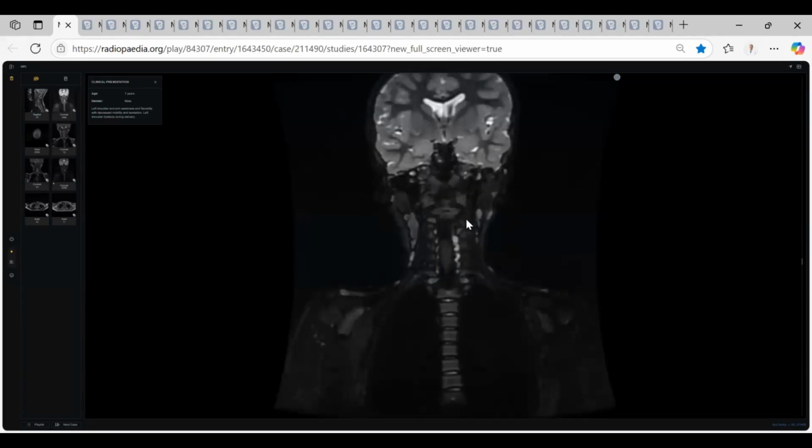Which part here has been injured? Brachial plexus. You mean here? Yes. So give me the final diagnosis. This is brachial plexus injury, left-sided, associated with fatty atrophy and avulsion of the left shoulder girdle muscles. Thank you, doctor, so much.